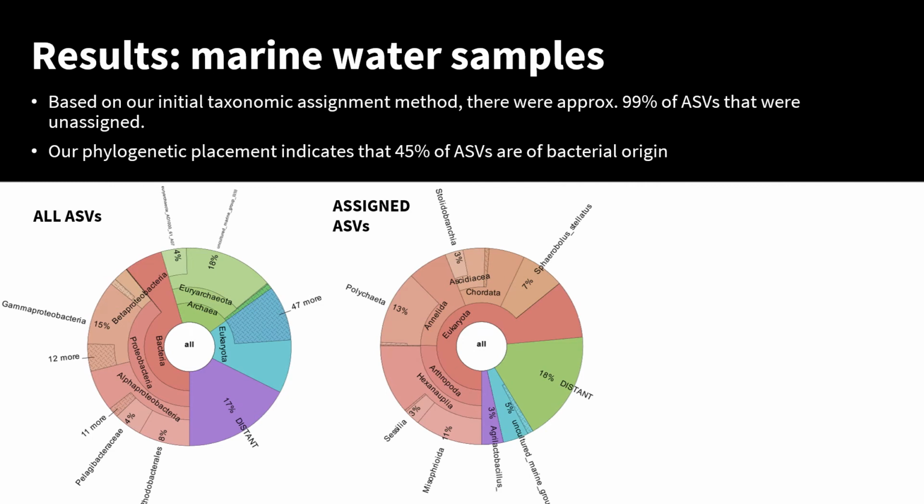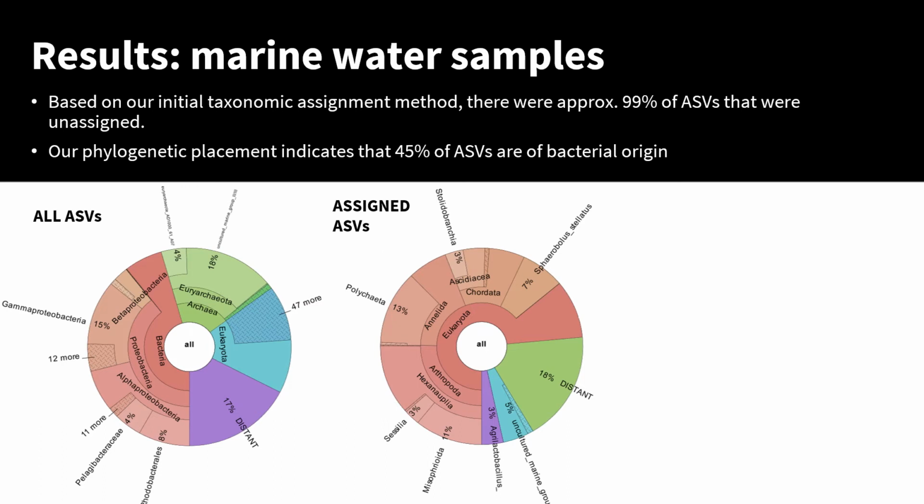If we look at the second figure, where we finally phylogenetically placed the assigned ASVs onto our reference tree, you can see that the majority of ASVs are eukaryotic in origin, but we still have some bacteria and archaea, as well as quite a few assignments placed on this distant clade.